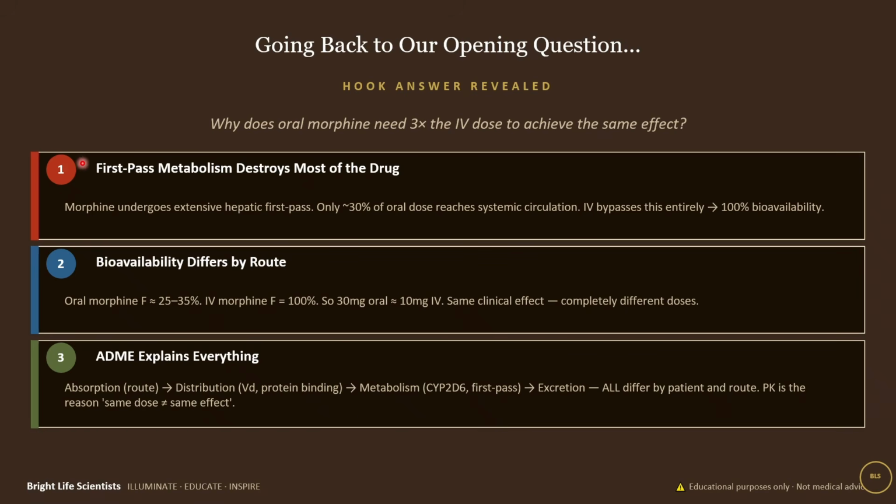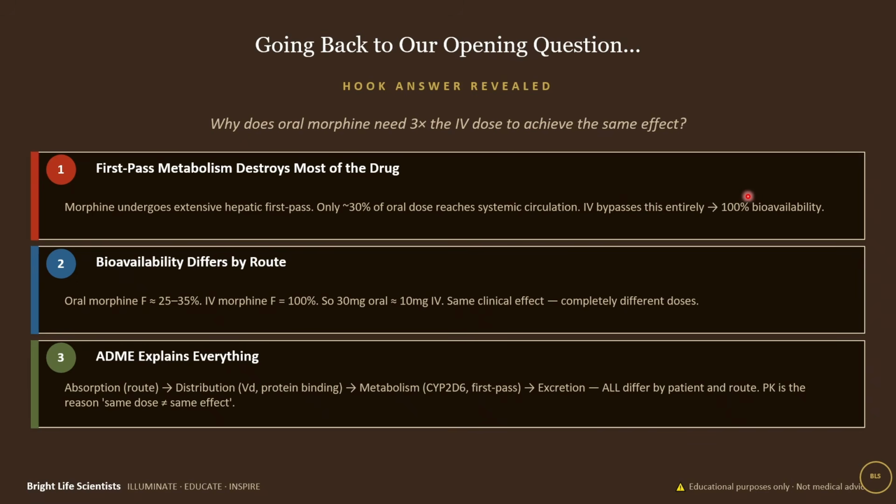One of the reasons is first-pass metabolism, which destroys most of the oral dose. Morphine undergoes extensive hepatic first-pass via the CYP enzymes. Only about 30% of the oral dose survives to reach the systemic circulation. But IV morphine bypasses the liver entirely, so it reaches the circulation at 100% bioavailability.